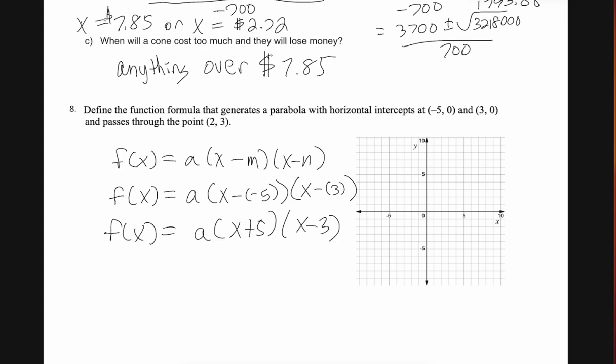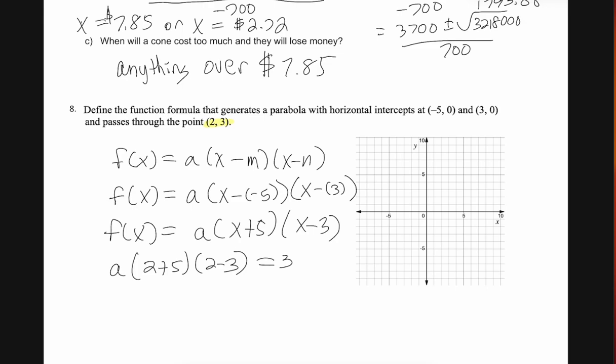Now, we're done as soon as we know what the a value is. So that's where they have not used this point (2, 3). We're going to use that. When I plug in 2, I have to get out 3. That's what you have to think about. That's what a point gives us. So when I plug in 2, I better get out 3.